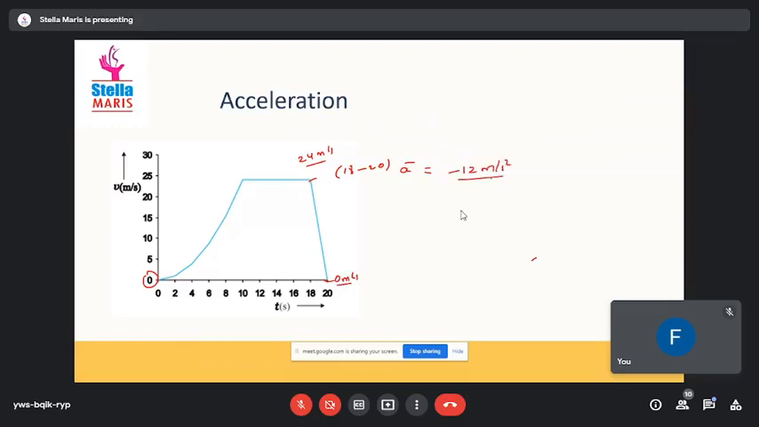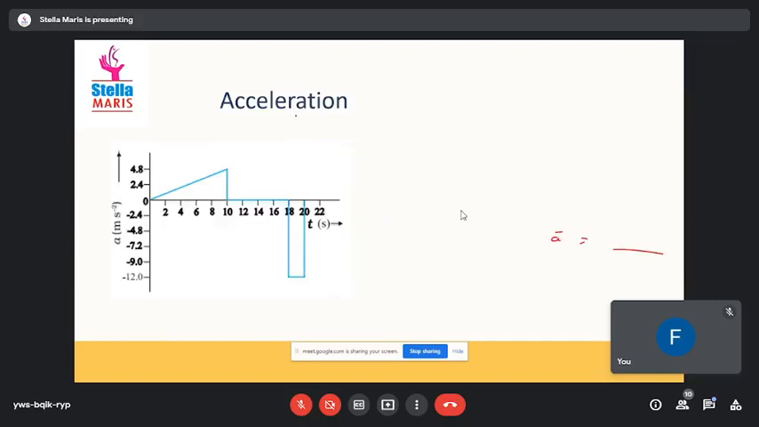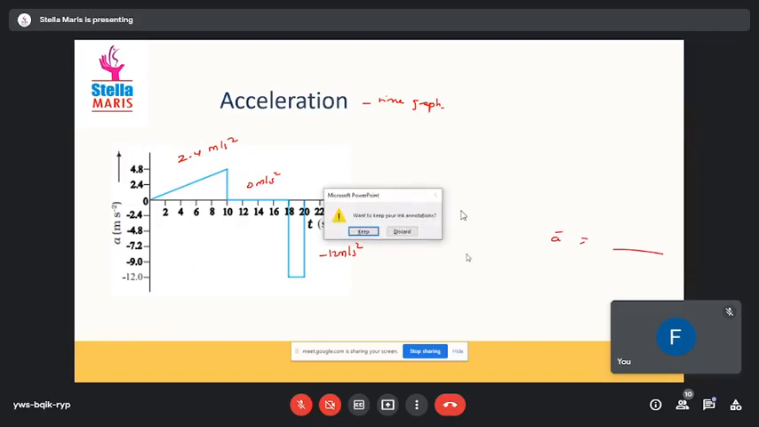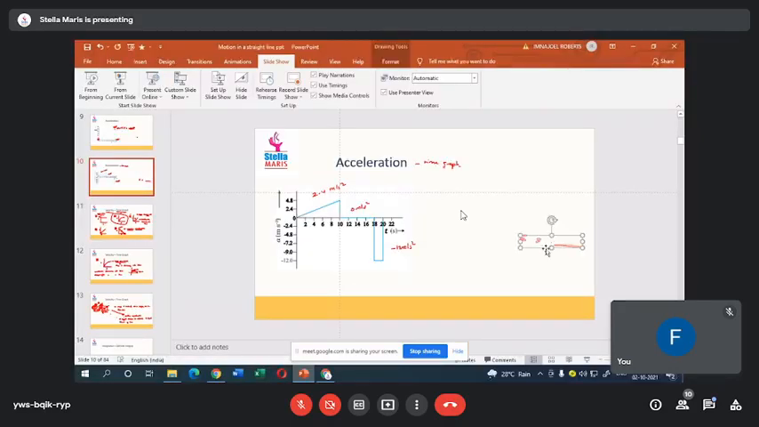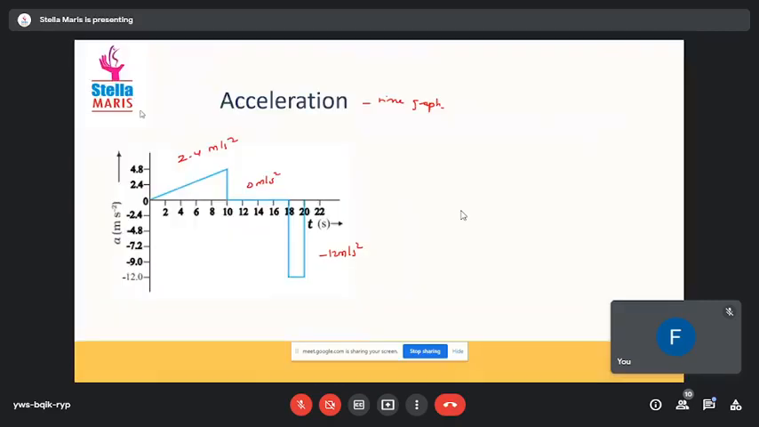Okay. For now, we'll construct this acceleration time graph. From 0 to 10 seconds, what you have found out is 2.4 meter per second squared. And 10 to 18 seconds, it is 0 meter per second squared. That is, we are talking about acceleration here. And from 18 to 20 seconds, it is minus 12 meter per second squared. Do you have any doubt in this graph?